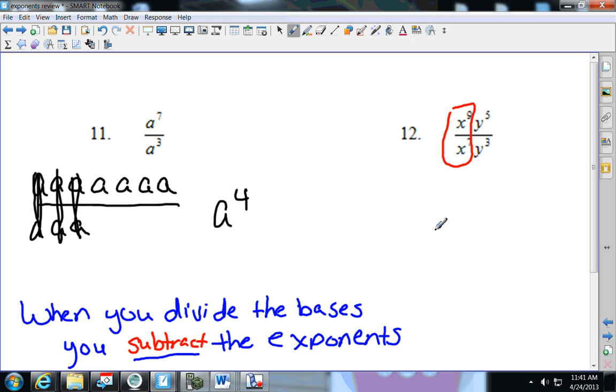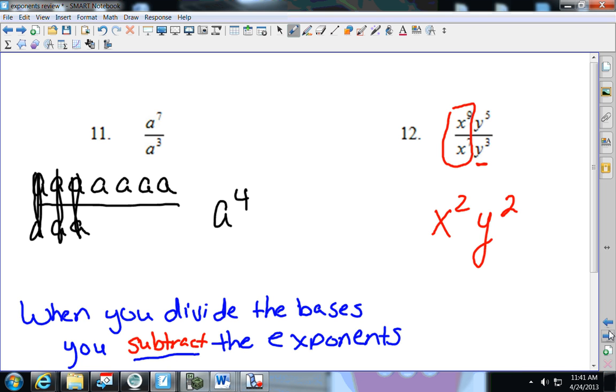9 minus 7 is 2, so I have x to the 2nd power. Then I look at my y's. I have 5 minus 3, y to the 2nd power. And that should be my answer.